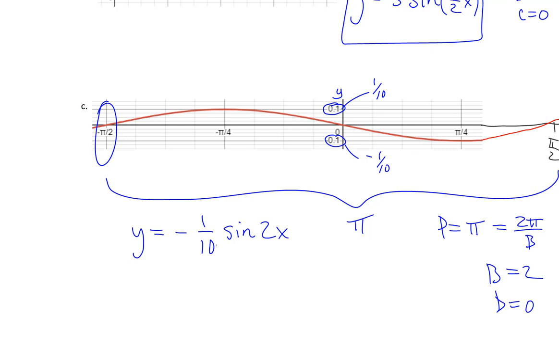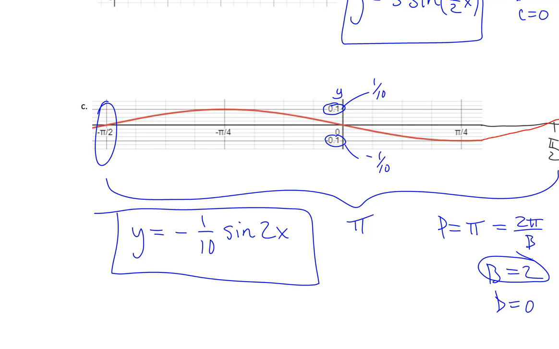And so really we could leave it just at that. Right? We figured out that b is 2. You could throw a phase shift. Again, there's all kinds of ways you could do other options for this. You could even use cosine. But I think the simplest version here would be just negative 1/10 sine of 2x.